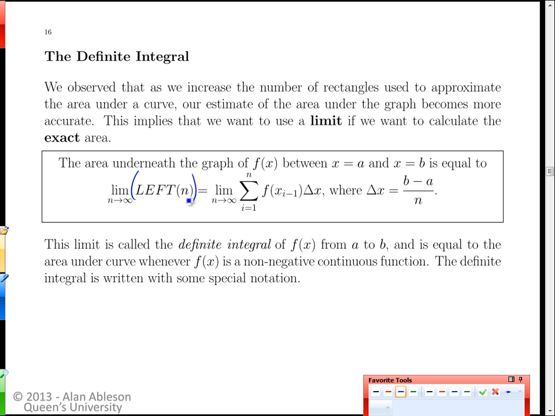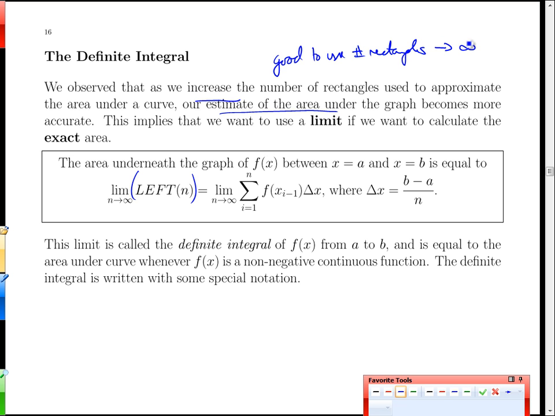Let's get to our most important topic here, the introduction of a new calculus idea, the definite integral. The first thing we saw when we started analyzing the areas was that as we increased the number of rectangles, the estimate of the area became more and more accurate. Well, as soon as we see that, wouldn't it be good to use the number of intervals or number of rectangles that would go off towards infinity?